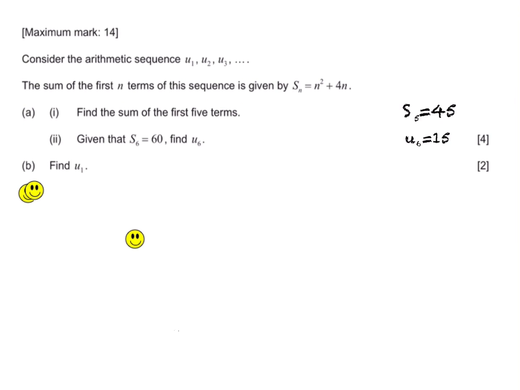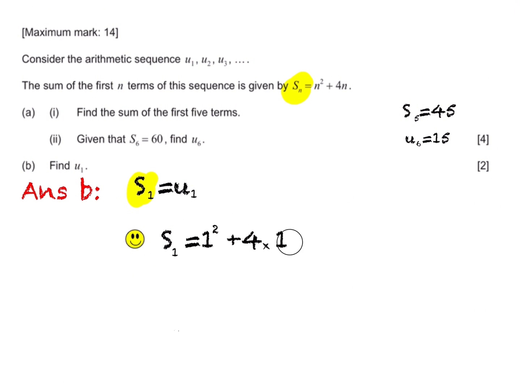Now the question asks us to find the value of the first term, U1. This type of question is often designed to set us up for further parts, as IB frequently uses this tactic in longer questions. Of course, the sum of the first term simply equals the first term. After substituting 1 for n, we find that S1, or U1, which is the first term, is 5.